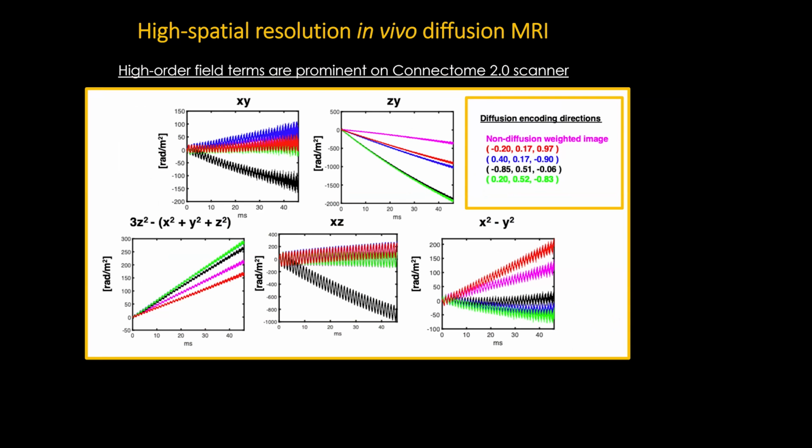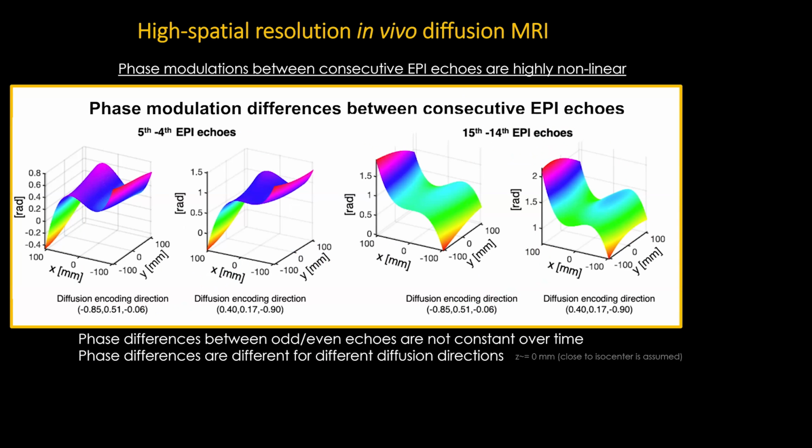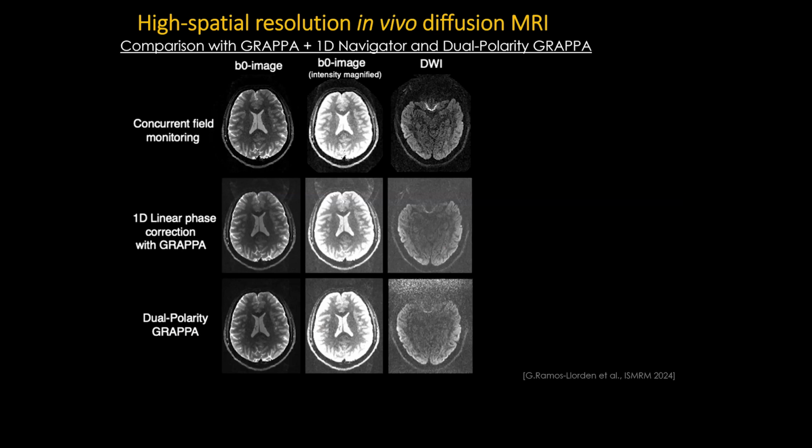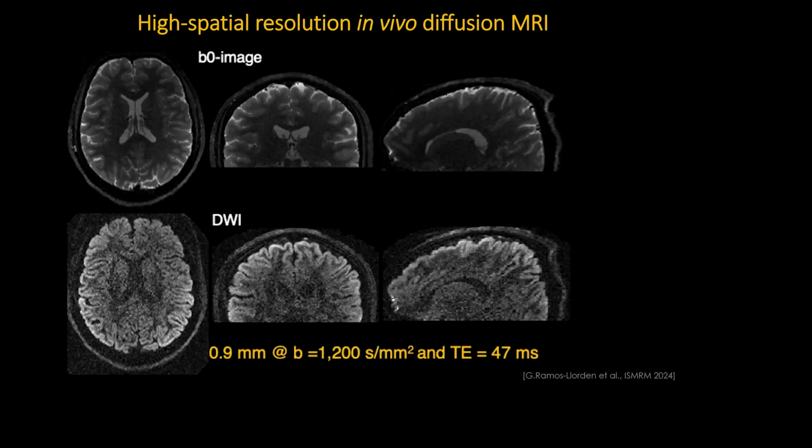He also showed, and this was work that he presented at the ISMRM, that the higher order field terms are very prominent on the Connectome 2 scanner, justifying the use of the field camera for measurement of these higher order field terms. Here he plots the phase modulations between consecutive EPI echoes. They're highly nonlinear. They're not constant over time. And we believe in some ways that these measurements will render the encoding not necessarily linear time invariant, speaking to the need for measuring these fields in real time.